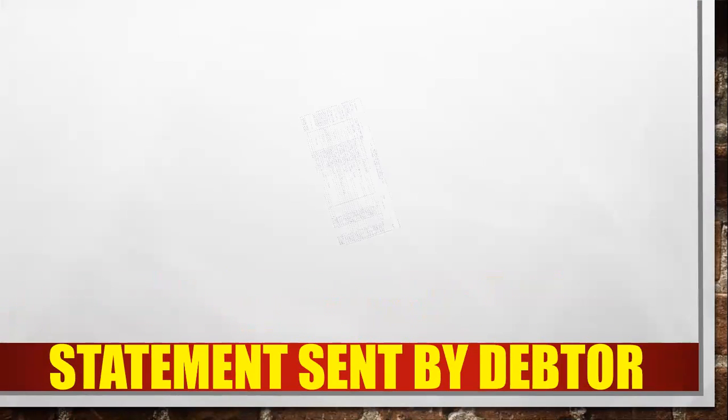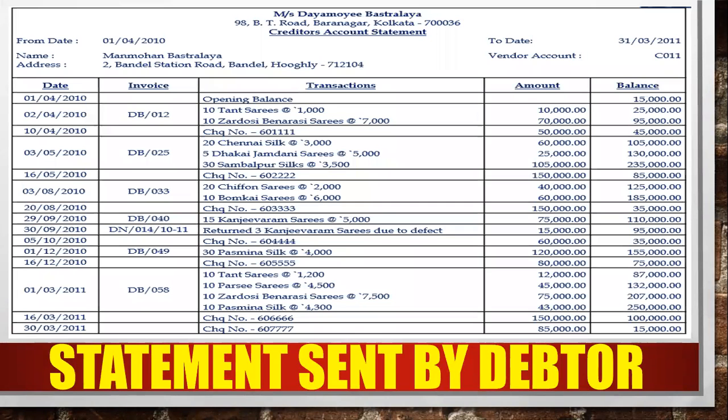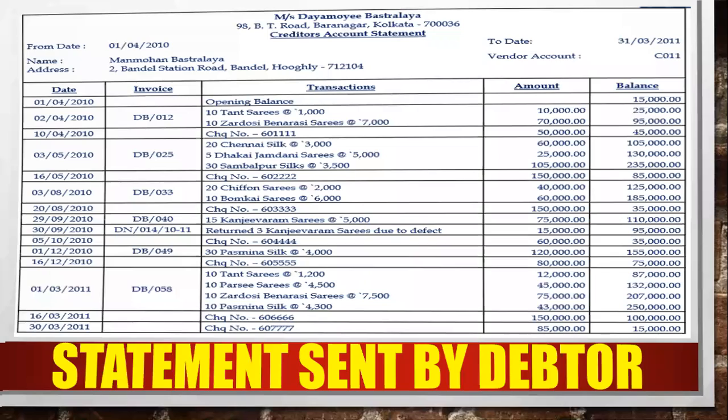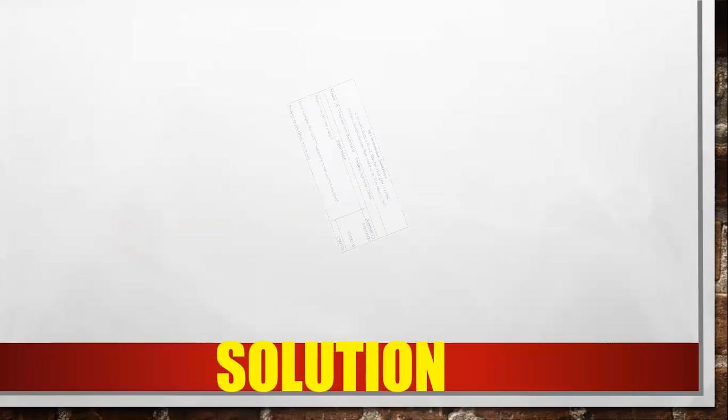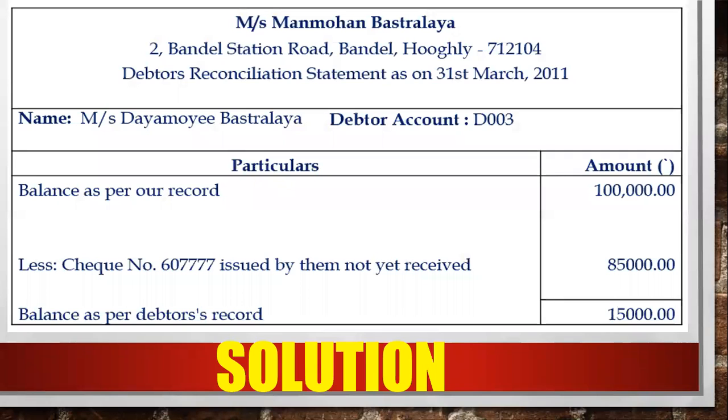You can see the statement is sent by data. On 1st April 2010, the opening balance is 15,000. That means 15,000 is payable by them and we have to receive. Both are the same. This is the example I have taken, the statement sent by data. This is the solution. Whatever amounts are not matching with the data, you have to reconcile. In this question, we found that they have issued the check but we have not received it yet, so I have less this amount.